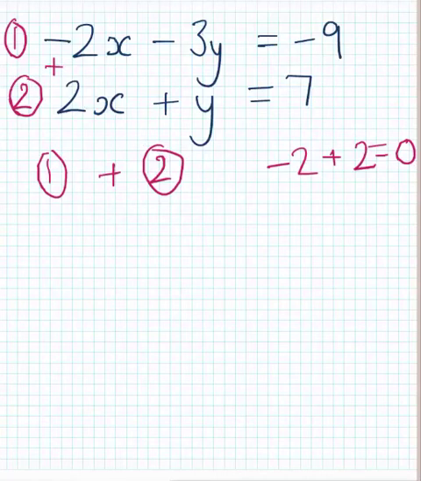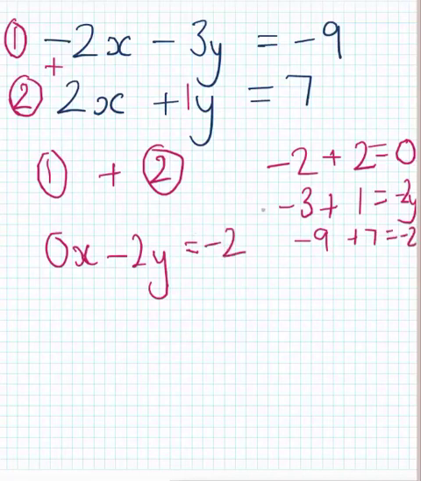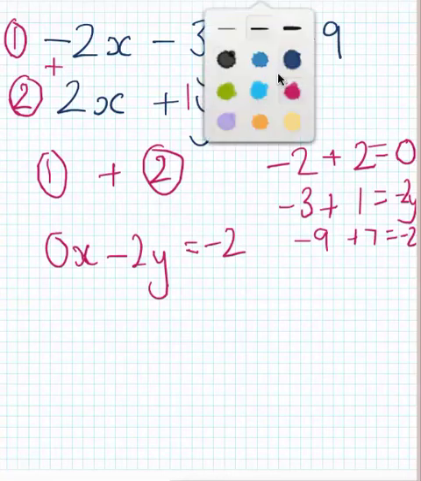So let's do that. So minus 2x plus 2x, yes, that's 0x. Minus 3 plus a positive 1 equals negative 2y. So we have minus 2y, which equals, now minus 9 plus 7, minus 9 plus 7 is a negative 2. So I have a minus 2 here. So just do these tests on the side just to make sure you won't make a mistake with your negatives and positives.